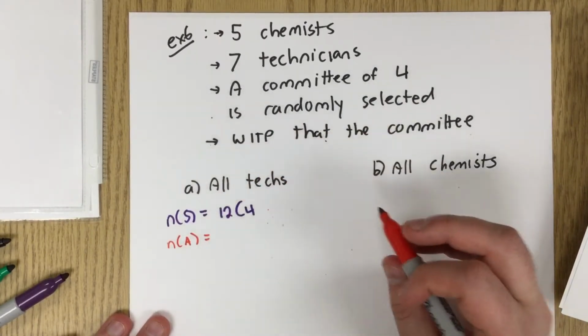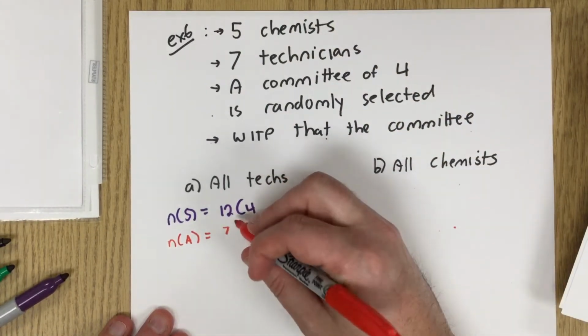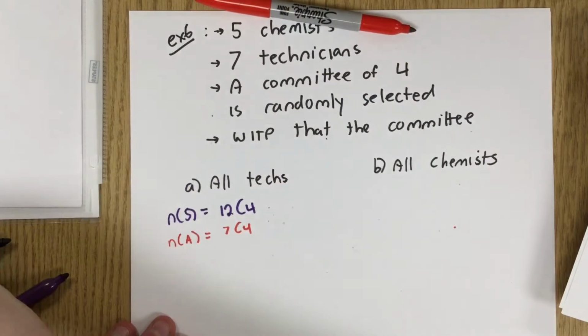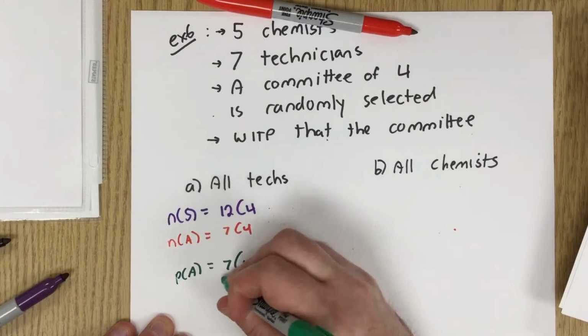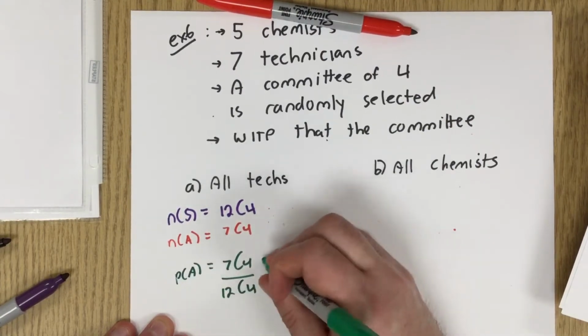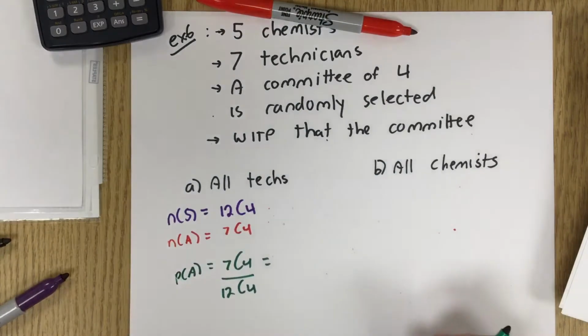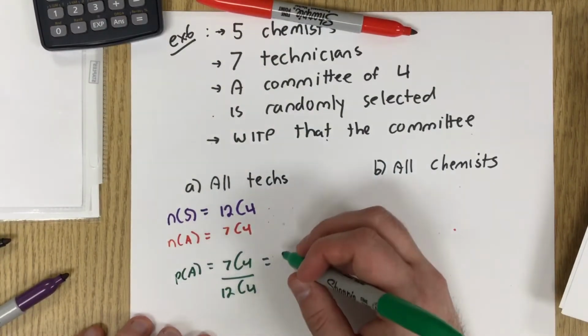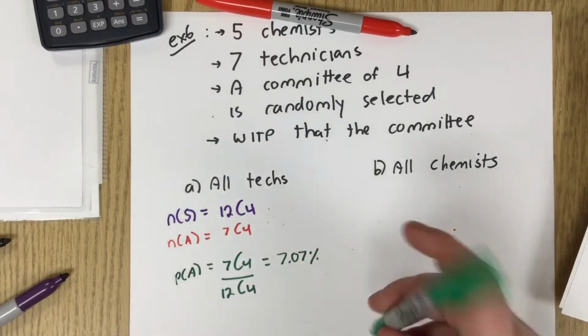Now what do we want? We want them to be all techs. How many ways to be all techs? It's 7, and we're choosing 4 of them, so that's 7 choose 4. And the probability would be 7 choose 4 over 12 choose 4, which is about 7.07%. Okay.